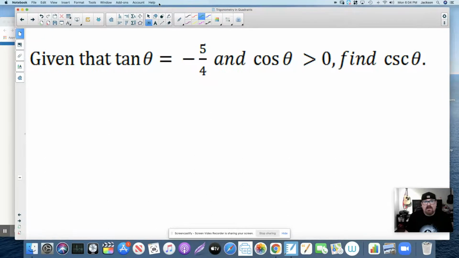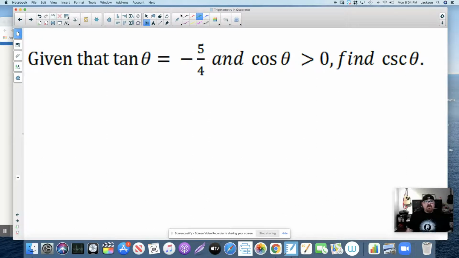All right, so here's the questions that really test, this is sort of like a comprehensive review of all of the terminology and all the concepts that we've talked about with regards to trig, okay? So it says, given that the tangent of some angle is negative 5/4 and the cosine value of that angle is greater than 0, meaning positive, find cosecant theta.